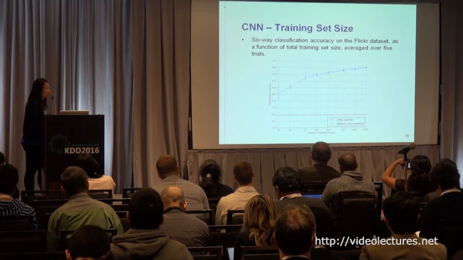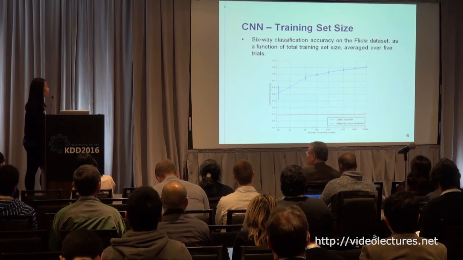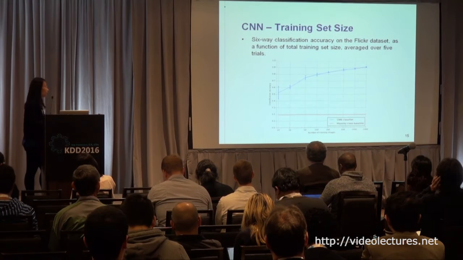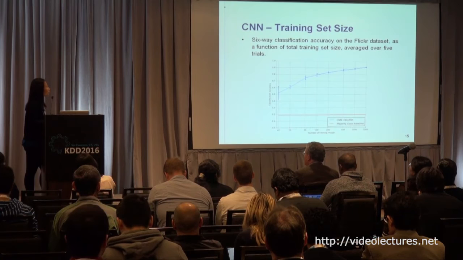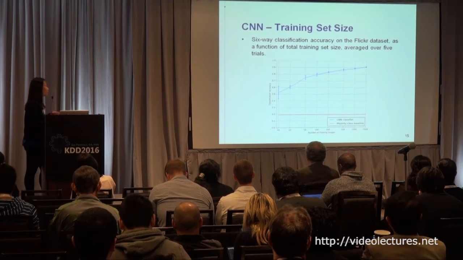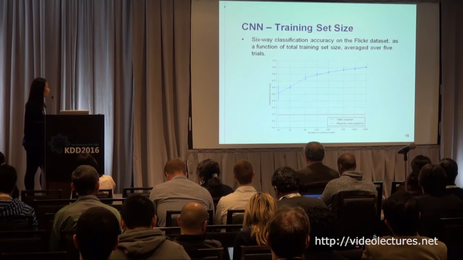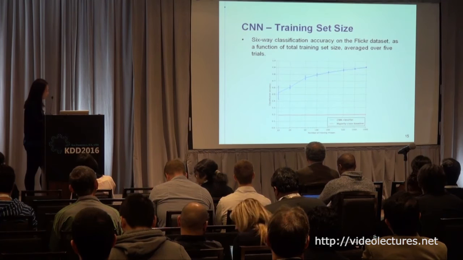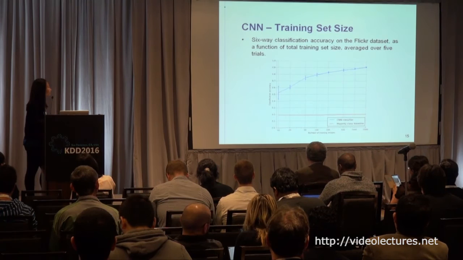So this graph shows the average classification results we were able to get over the varying number of training images. As you can see, with only 10 training images, so again, that's less than 2 images per class, it still performs surprisingly well, a little over 50% classification accuracy compared to the majority class baseline of just 19%. And that number actually rises pretty quickly as we increase the number of training images.